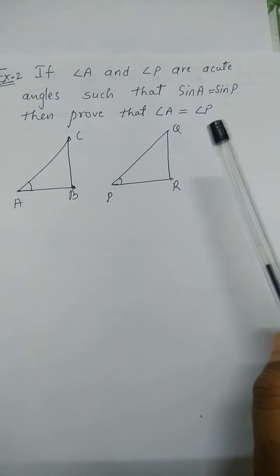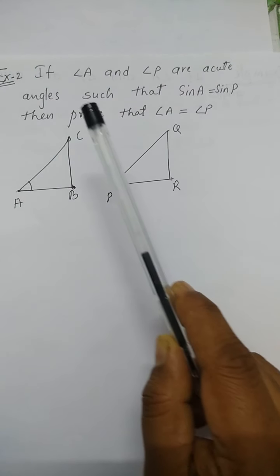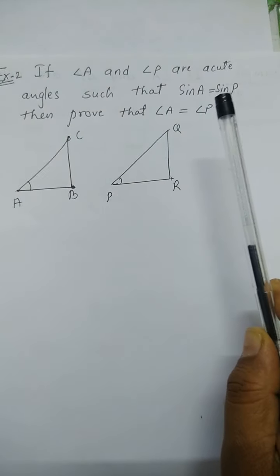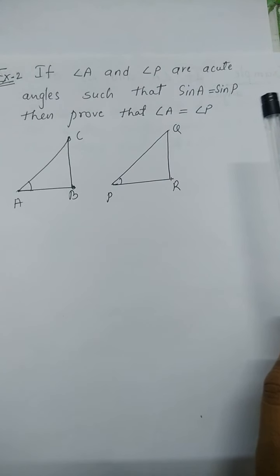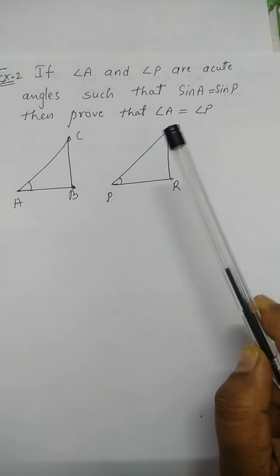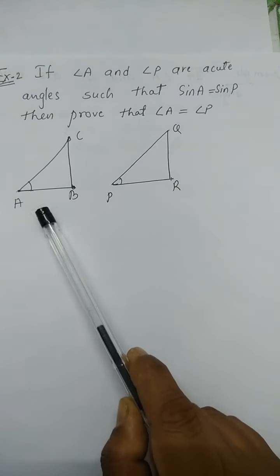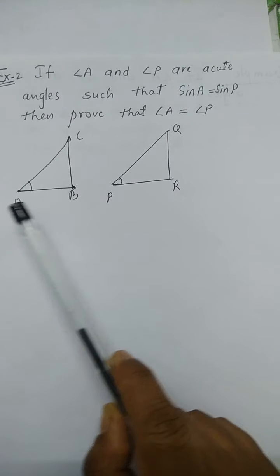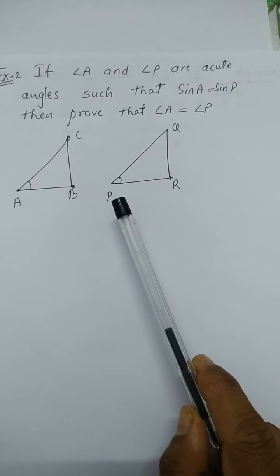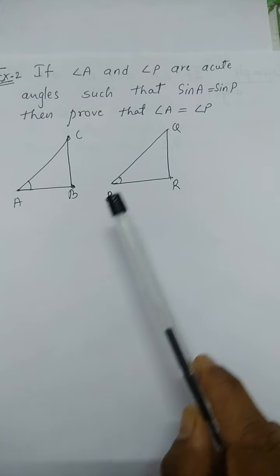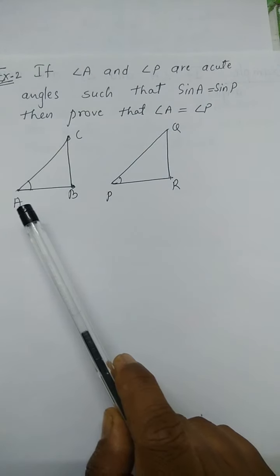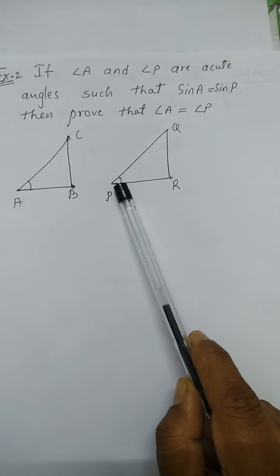Here, what is the given condition? The given condition is that angle A and angle P are acute and sine A is equal to sine P. This is given. What do we have to prove? We have to prove that angle A is equal to angle P. So these are the two triangles given. The first triangle is triangle ABC. Another is triangle PQR. So here angle A and angle P are acute angles.